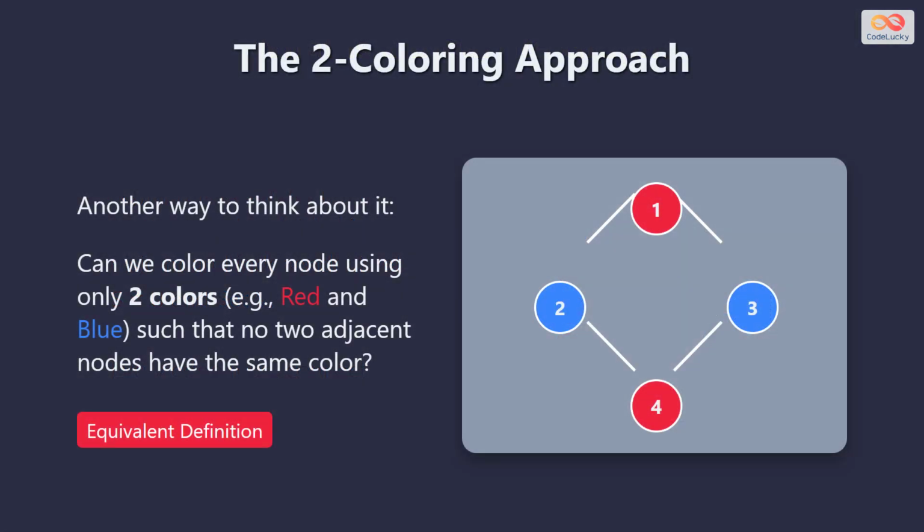An easier way to visualize this is the two-coloring problem. Imagine you have only two colors, red and blue. Can you color every node in the graph such that no two adjacent nodes share the same color? If you can, the graph is bipartite. If you find yourself needing a third color, it is not.